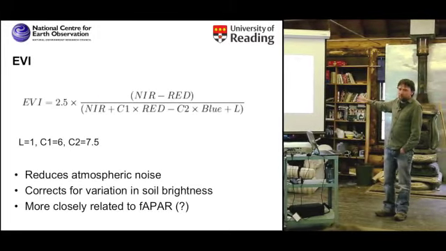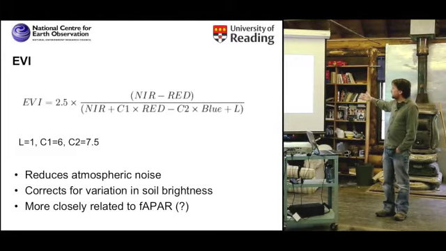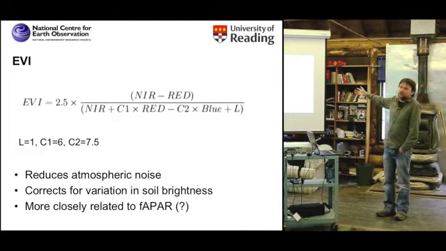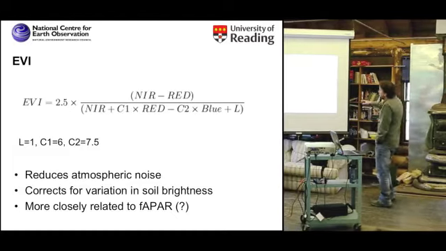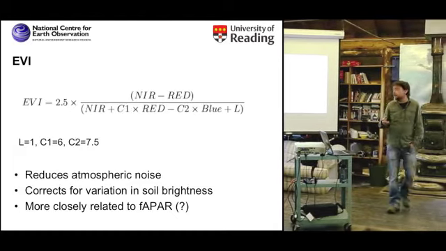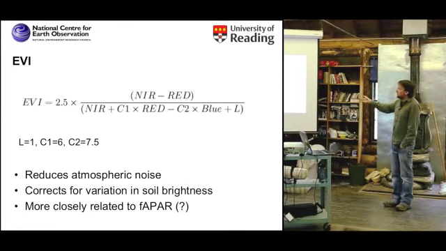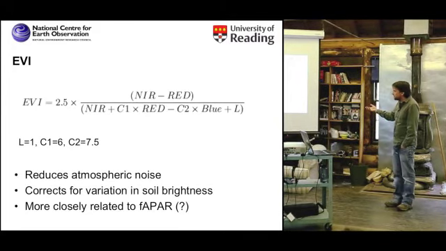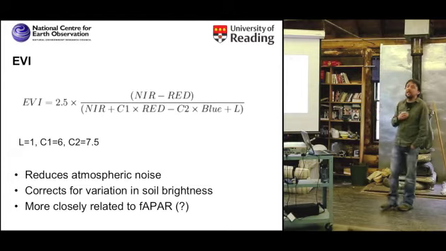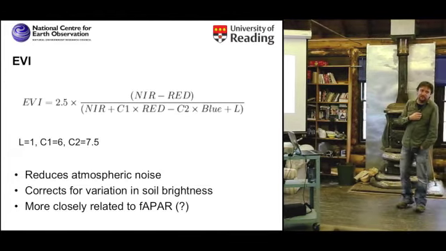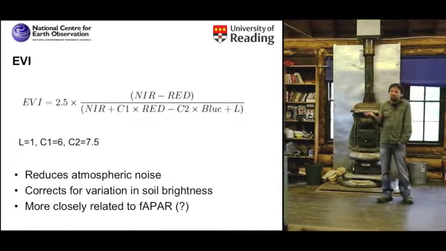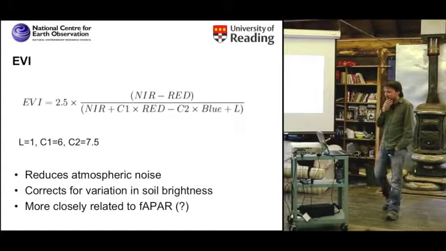MODIS actually very popularly ships this thing called the Enhanced Vegetation Index. It looks like that. It's basically the same thing. It's based on the difference between the near-infrared and the red reflectance, and it's designed to reduce atmospheric noise and corrects for variation in soil brightness, and it is claimed that it is more closely related to FAPAR, but honestly, that's up for debate.